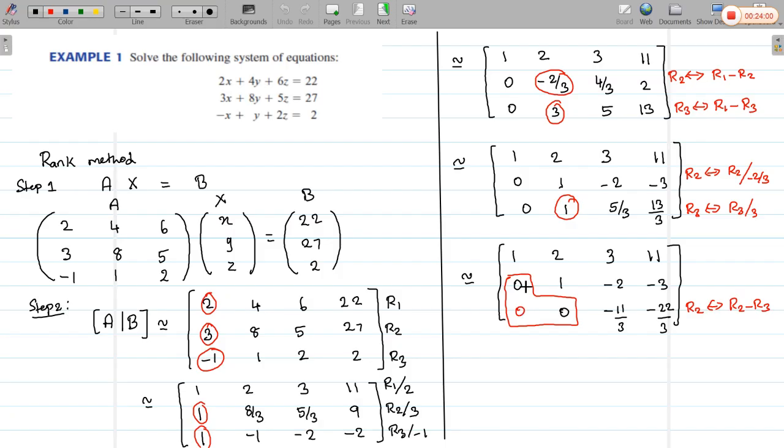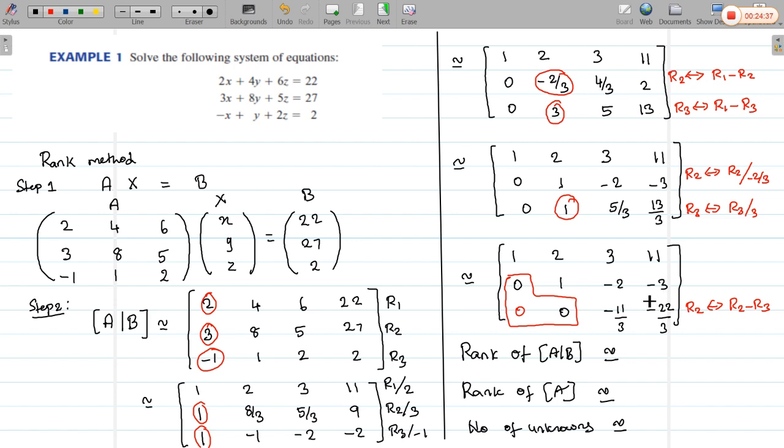Now 0, 0, 0 and an element. Can I continue or can I stop? Clear now? So now I stop here and then I will write rank of AB, and then rank of A, and then the number of unknowns. I will write the three things.